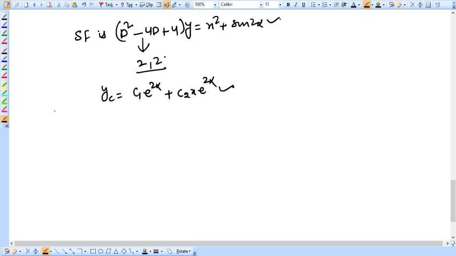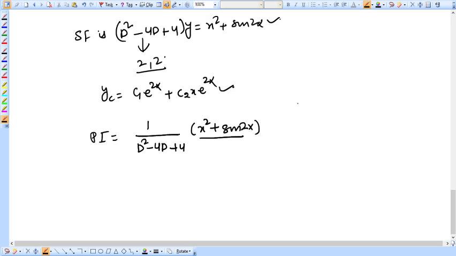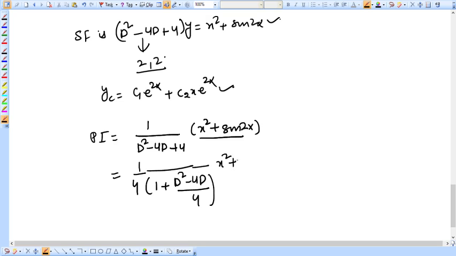Let us come to the particular integral now. Particular integral is equal to 1 over d square minus 4d plus 4 of x square plus sine 2x. So you can take 4 outside, 4 common, and you will have inside 1 plus d square minus 4d divided by 4, x square plus sine 2x.